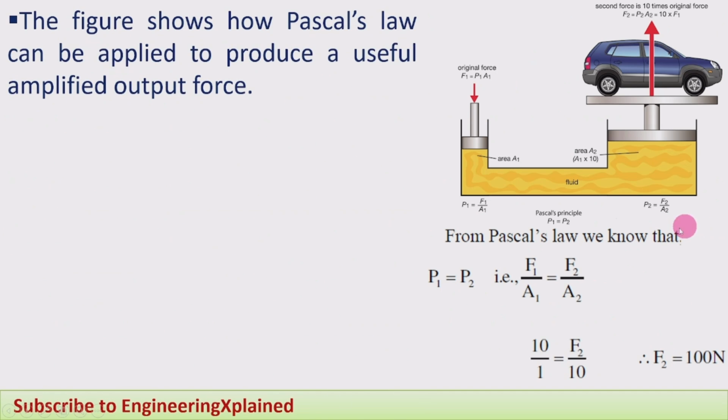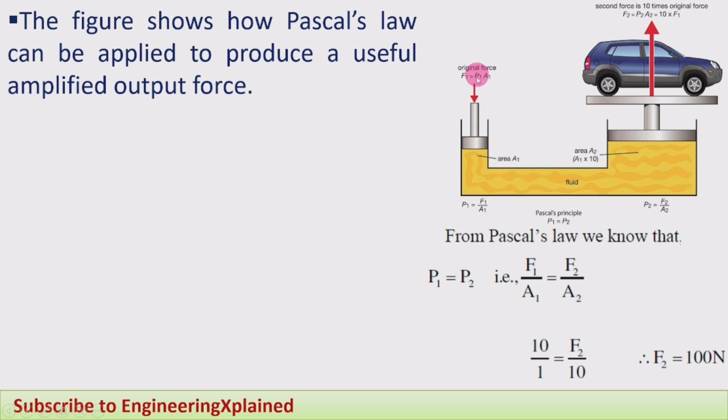The figure shows how Pascal's law can be applied to produce useful and amplified force. Our intention is that the input force we apply is a lesser one, and the output we should get is more. Pressure is applied to a confined fluid. This is a confined fluid, in a restricted place. It transmits the pressure undiminished and acts perpendicular to the surfaces which come in contact with that fluid.